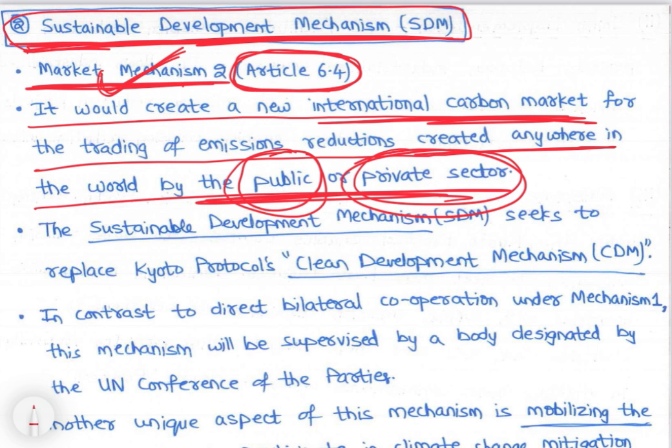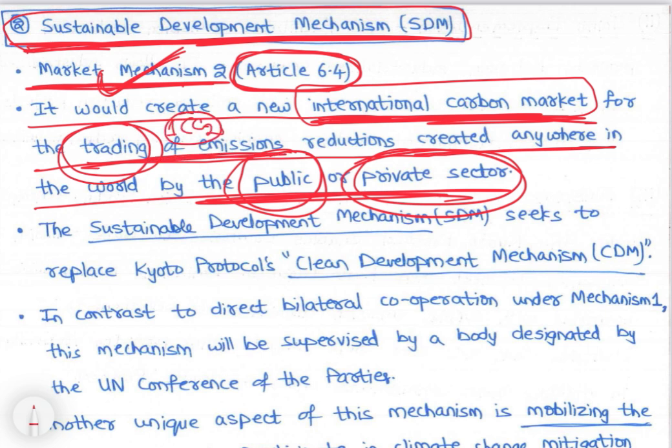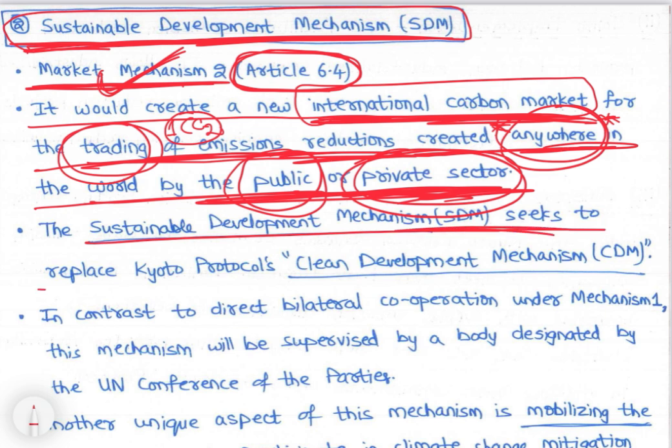एक मार्केट क्रिएट किया, ये न्यू इंटरनेशनल कार्बन मार्केट फॉर ट्रेडिंग ऑफ, अगेन ट्रेडिंग भी इधर 1 CO2 टन, वो ट्रेडिंग होगा, ट्रेडिंग ऑफ एमिशन रिडक्शंस क्रिएटेड एनीवेयर, राइट? दिस इज इंपॉर्टेंट, क्रिएटेड एनीवेयर इन द वर्ल्ड बाय पब्लिक और प्राइवेट सेक्टर, कहीं भी, जैसे डेवलपिंग कंट्री हो सकता है, डेवलप्ड कंट्री हो सकता है, राइट? कहीं भी वो हो सकता है, राइट? सो द सस्टेनेबल डेवलपमेंट मैकेनिज्म सीक्स टू रिप्लेस क्योटो प्रोटोकॉल्स क्लीन डेवलपमेंट मैकेनिज्म.